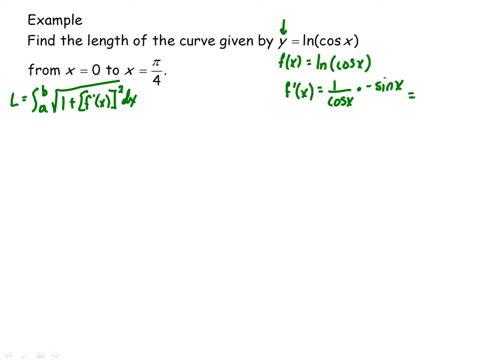For you trig masters, tell me what negative sine x over cosine x is. Tangent x. Negative tangent x. Very good. Crazy how much I remember. That simple trig's fun.